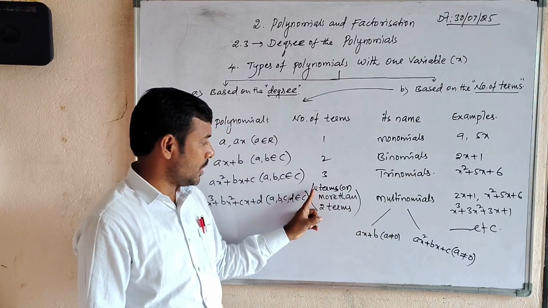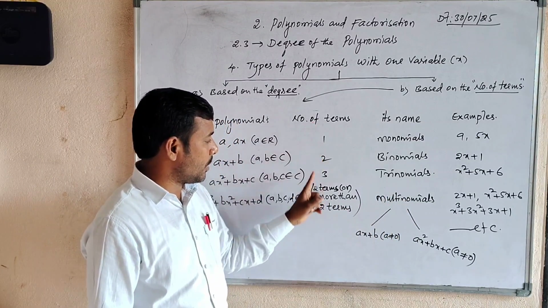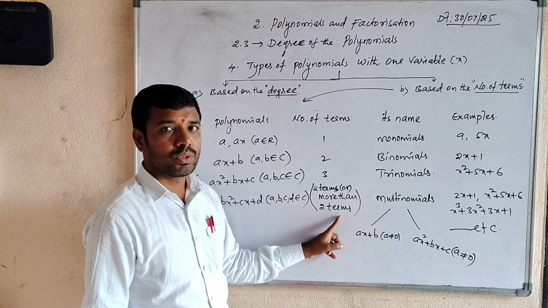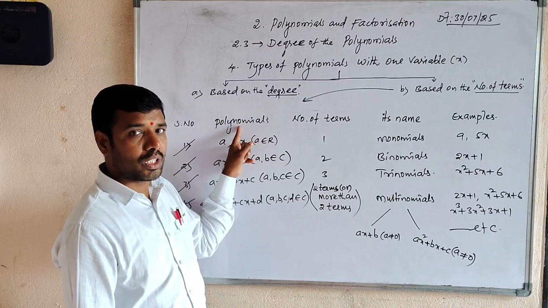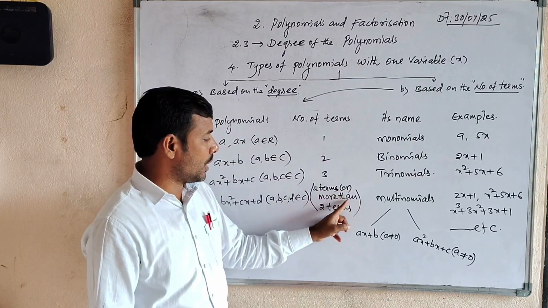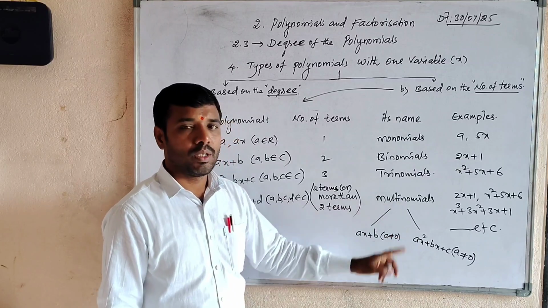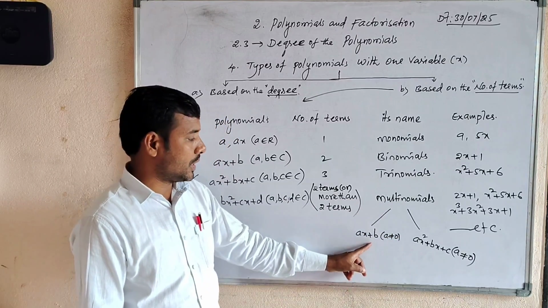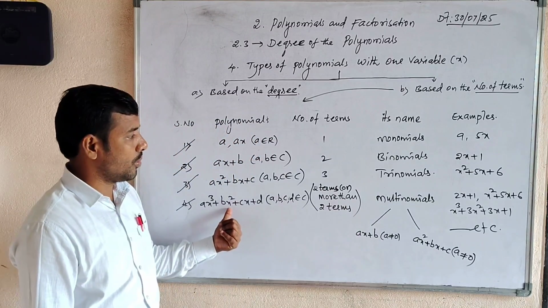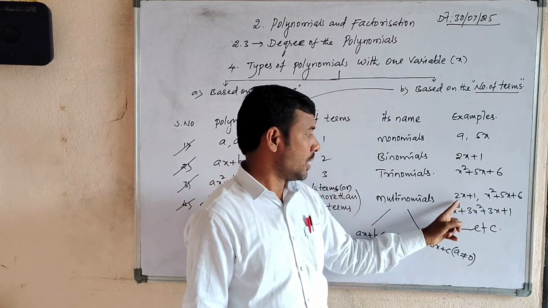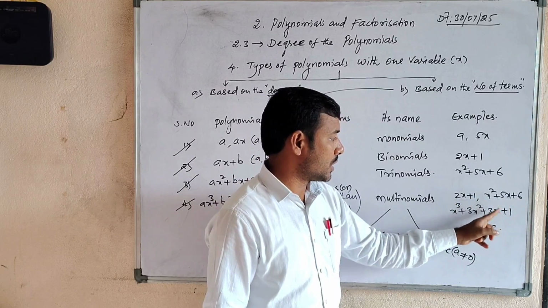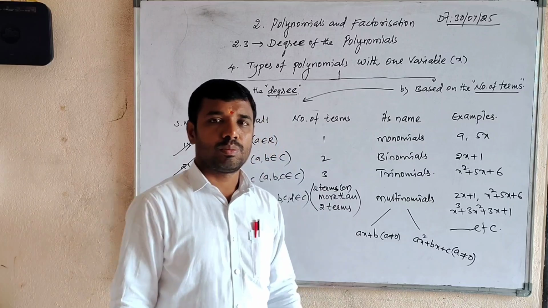Observe the number of terms column: two terms or more than two terms, in a polynomial. The polynomial which contains two terms or more than two terms is known as a multinomial. This is one of the multinomials. This is one of the multinomials. So a few examples are there: 2x plus 1, x square plus 5x plus 6. These three are also best examples of multinomials.